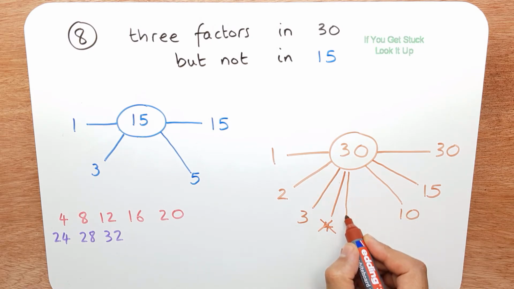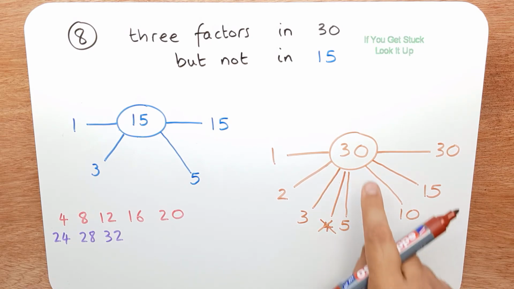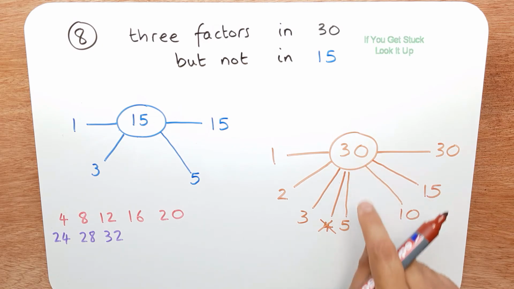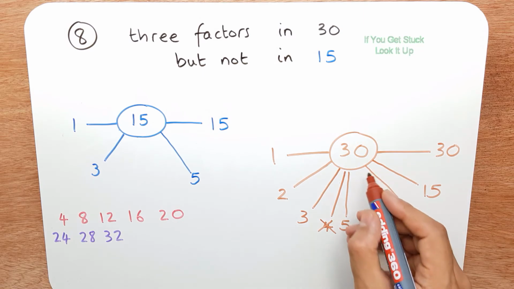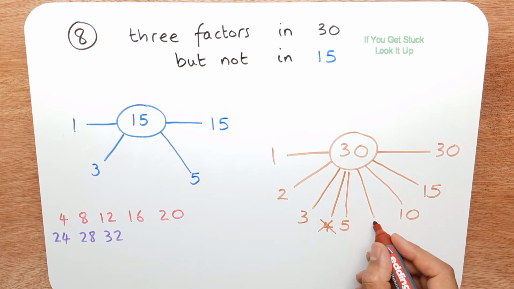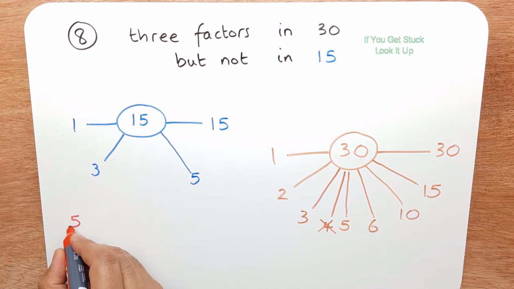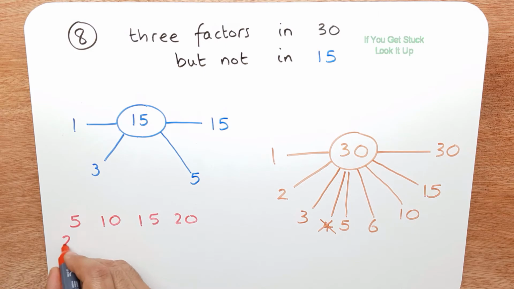Now, what if we tried 5? Now, because it ends in a 0, I know it's a multiple of 5. And again, if you know your 5 times table, you'll know that there's 6 lots of 5. So you have 5, 10, 15, 20, 25, 30. So there's 1, 2, 3, 4, 5, 6 lots of 5s in 30. And that's why we put 6 there.